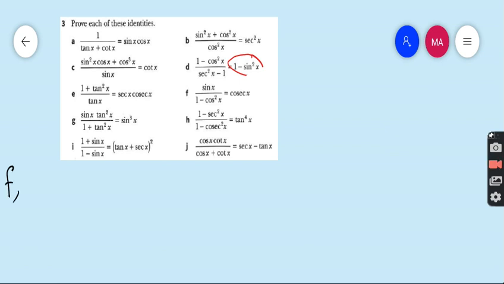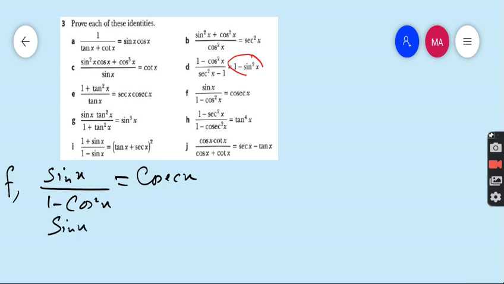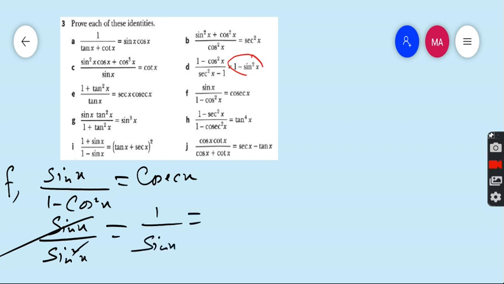What is part F? Sin x upon 1 minus cos square x is equals to cos x. Easiest part, because 1 minus cos square x is sin square x. Sin x cancelled by square, 1 upon sin x, and 1 upon sin is what? Cosec x. And this is we achieve right hand side. Hence it is proved that left hand side is equals to right hand side.